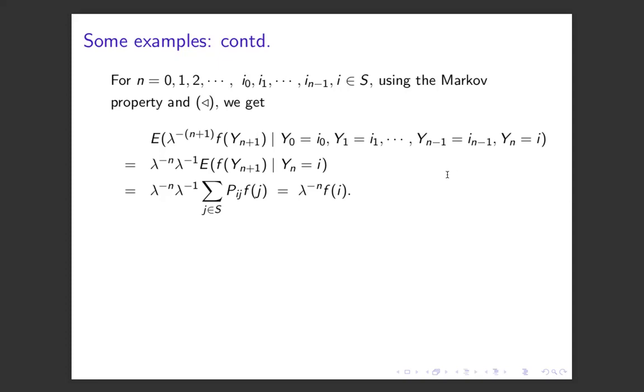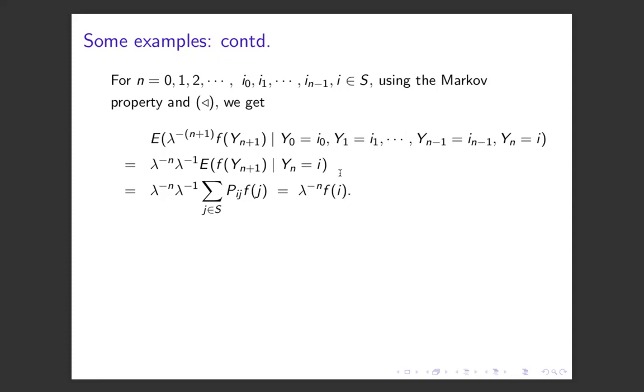What you will have is summation over j of F of j times the probability that y(n plus 1) equals j given yn equal to i. Actually, you will basically get this, and that is precisely Pij. And also you write lambda to the power minus (n plus 1) as lambda to the power minus n and lambda to the power minus 1. Then you easily see this is equal to lambda to the power minus n times F of i.